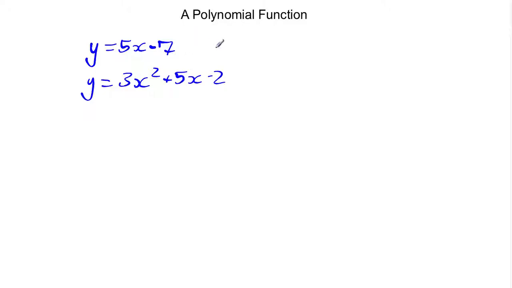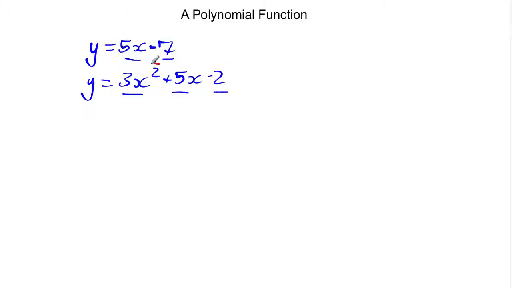A polynomial function is nothing more than a function with multiple terms. And remember, terms are separated by plus signs and minus signs. So this first linear function has two terms, and this quadratic has three terms, making them a binomial and a trinomial, respectively. Now notice what the difference is.